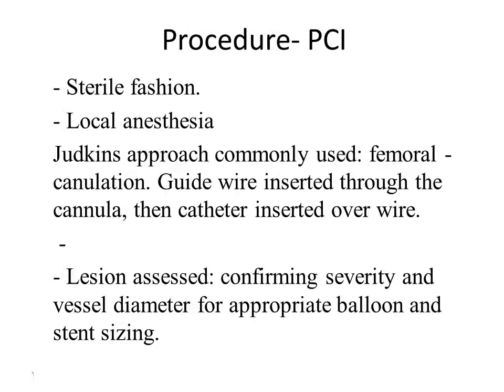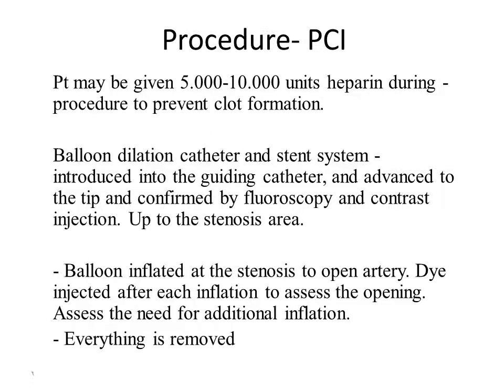وبعدين بنحدد شو هو البالون والشبكة المناسبة لحجم الارتري وحسب الاوكلوجن الموجود. The patient may be given 5,000 to 10,000 units of heparin during the procedure to prevent any clot formation. Balloon dilation catheter and stent system are introduced into the guiding catheter.